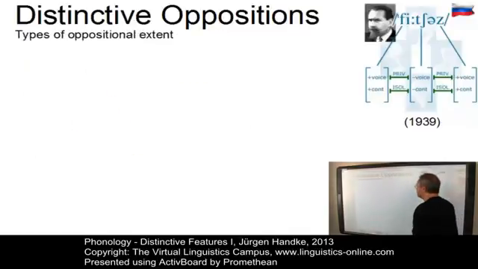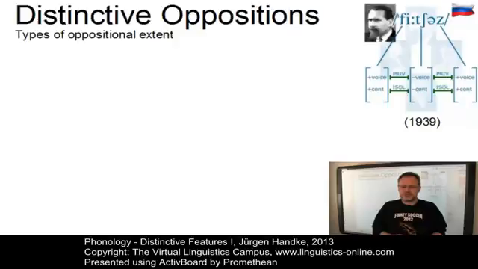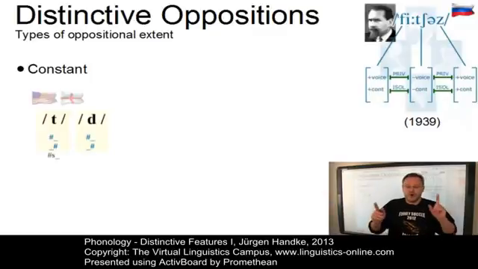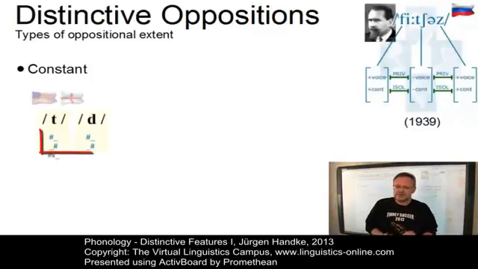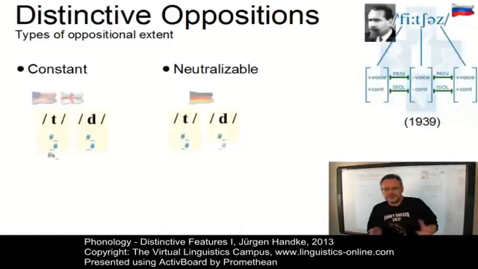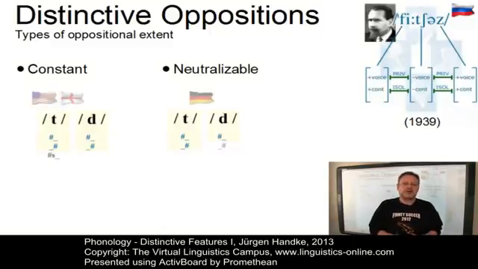The extent of an opposition can also be defined in Trubetskoy's taxonomy. When two members of an opposition can occur in all positions, the opposition is referred to as constant. This is almost the case, as we will see in a second, for English t and d. An opposition between segments is called neutralizable if there are contexts where only one of the opposition members can be found. A classic example of a neutralizable opposition comes from German, where the opposition between voiced and voiceless consonants, such as t and d, disappears in final position.